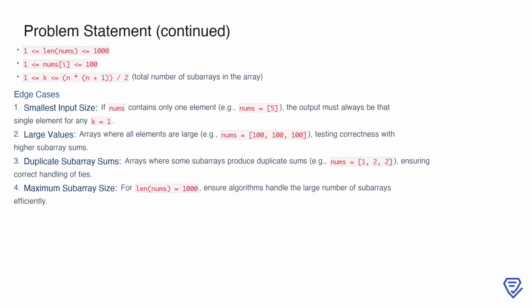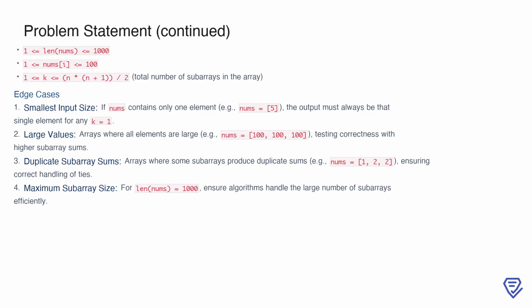Now, let's discuss the constraints and edge cases for this problem. The length of the array nums is between 1 and 1000, and each element is between 1 and 100. The value of k is always valid, as it lies between 1 and the total number of subarrays, which is n(n+1)/2. For edge cases, consider the smallest input size. If nums contains only one element, the output is always that single element, regardless of k.